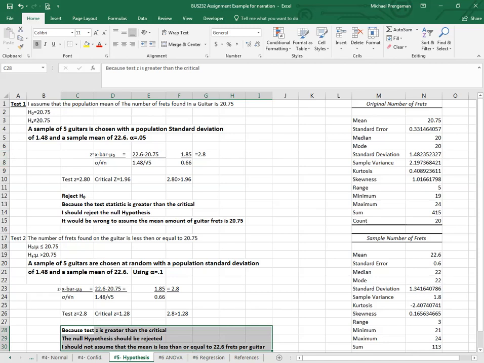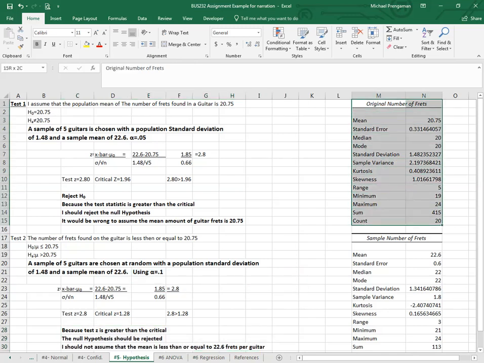Assignment number 5 requires that you conduct 2 hypothesis tests using your data. In this case, the data used was the number of frets on the guitar. The original descriptive statistics are shown here, and in a hypothesis test, you make your conclusion based on a sample.